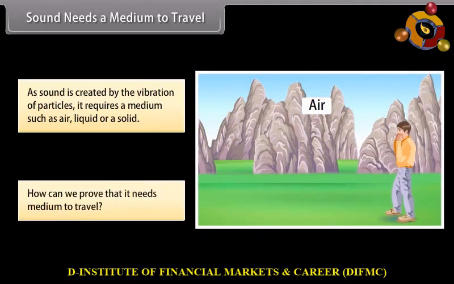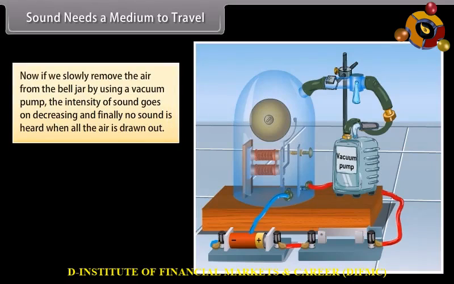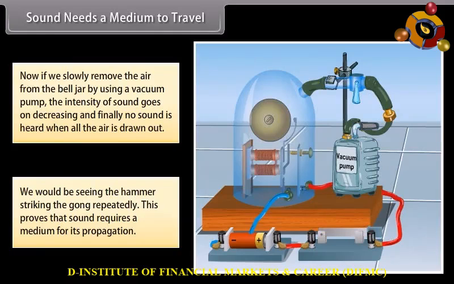But how can we prove that it needs a medium to travel? Let's see. Look at this figure. Here, an electric bell is suspended inside an airtight glass bell jar connected to a vacuum pump. As the electric bell circuit is completed, the sound is heard. Now, if we slowly remove the air from the bell jar by using a vacuum pump, the intensity of sound goes on decreasing and finally no sound is heard when all the air is drawn out. We would be seeing the hammer striking the gong repeatedly. This clearly proves that sound requires a medium for its propagation.